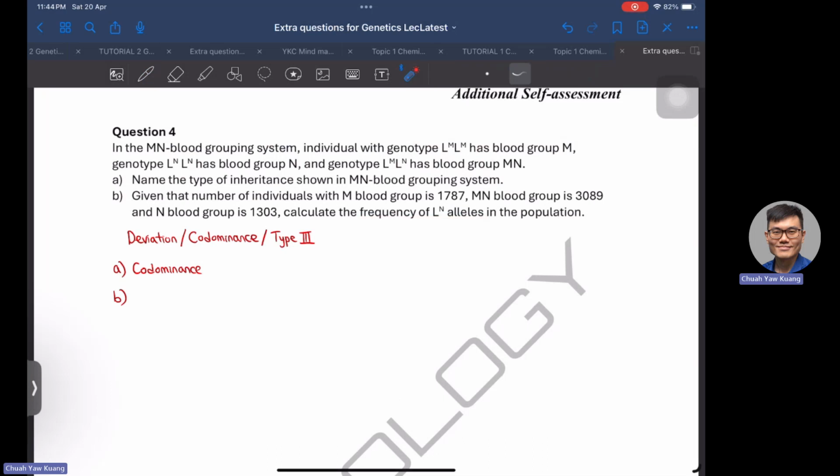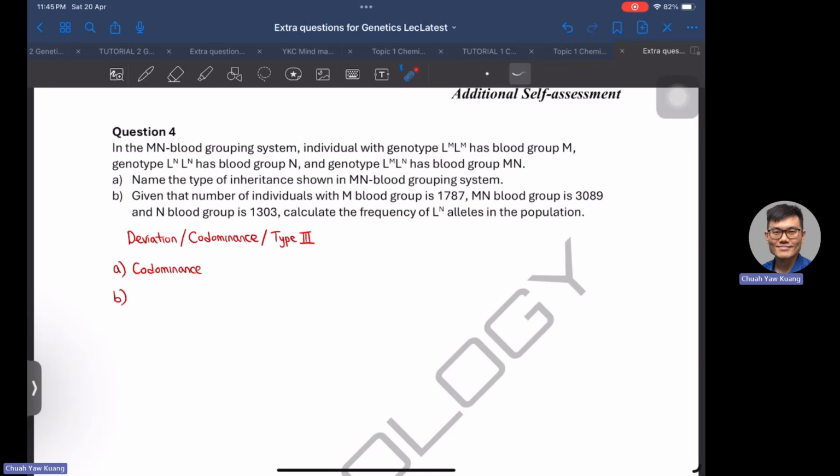If you look at the question, there are numbers. The number of individuals in the M blood group is given. The MN blood group is also given, and the N blood group is also given. That means this is a question that gives us enough data. So we can use a simple way to solve it: directly count the numbers.